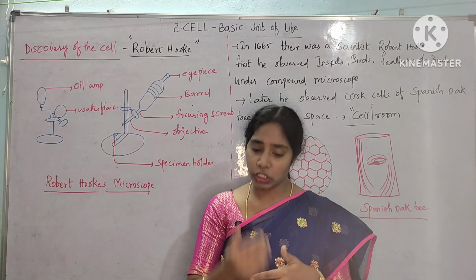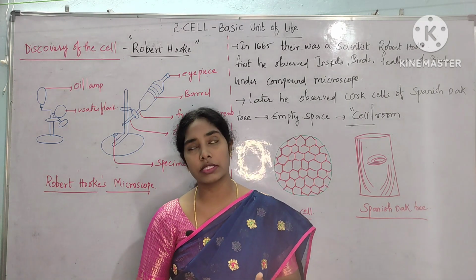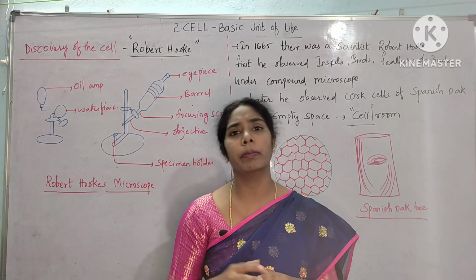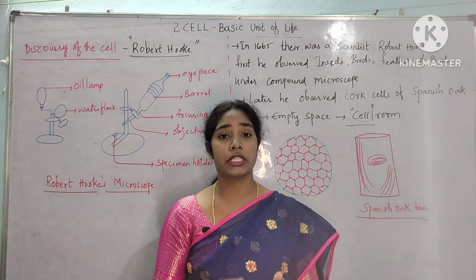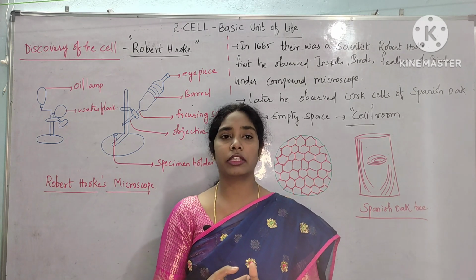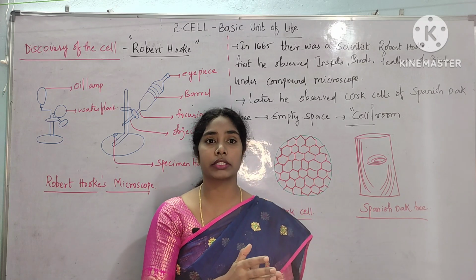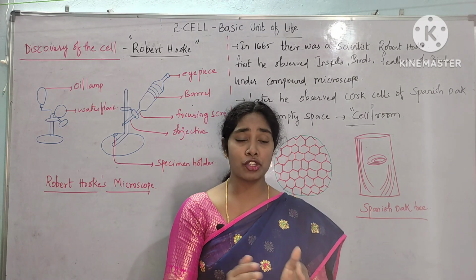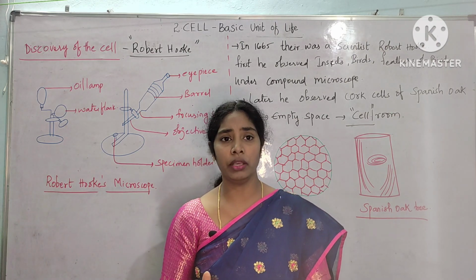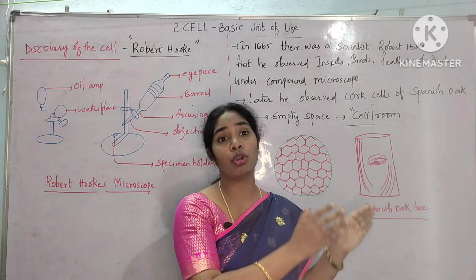Robert Hooke is a British scientist, and he made his own microscope. He used to observe some insects and feathers of birds under his own microscope. But suddenly he observed cork cells. Cork cells are a thin bark layer, of which tree? Spanish oak tree. Robert Hooke took a Spanish oak tree and took the bark part, and from the bark he took cork cells.